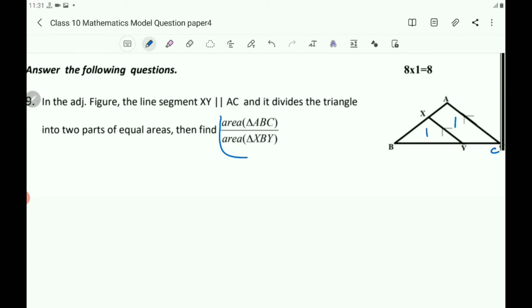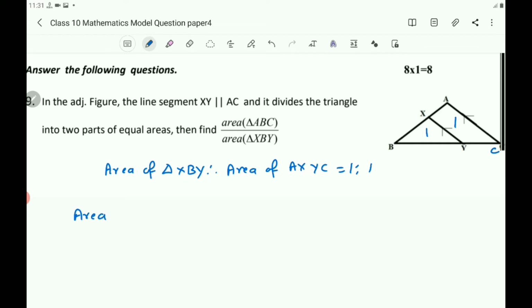Here what is to be found out? Area of triangle ABC, this big triangle, by area of this small triangle. So write area of triangle XBY is to area of AXYC equals what? 1:1.